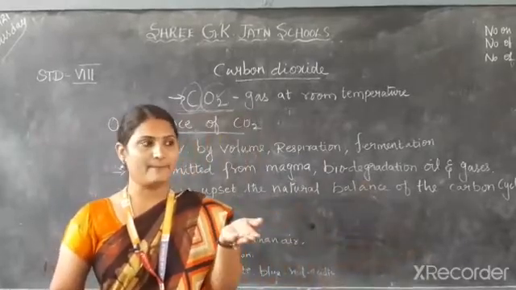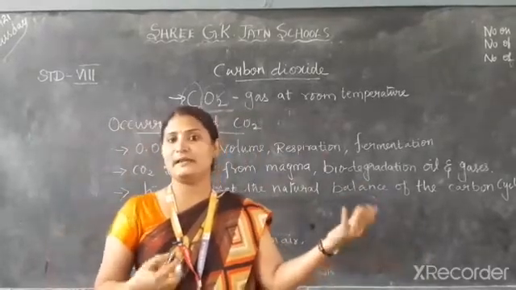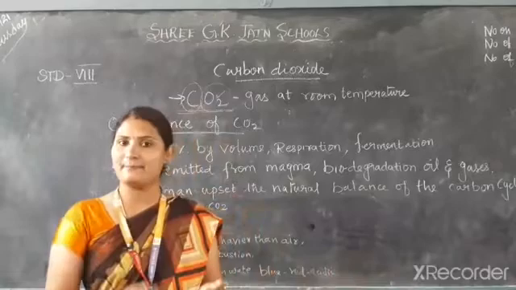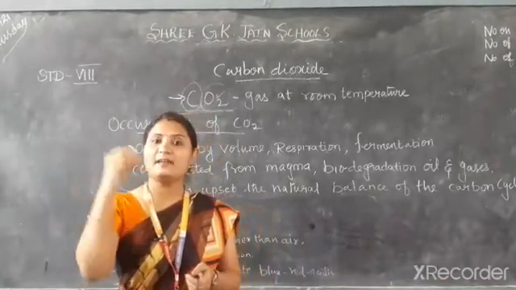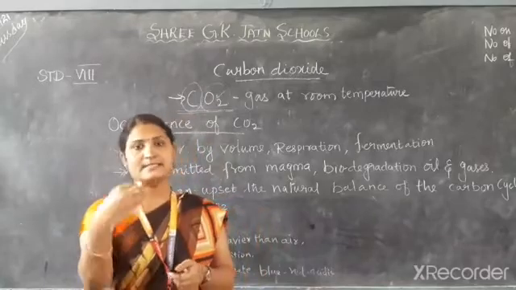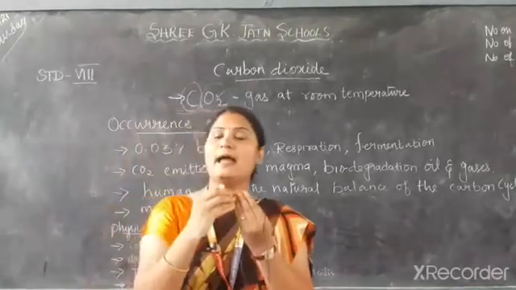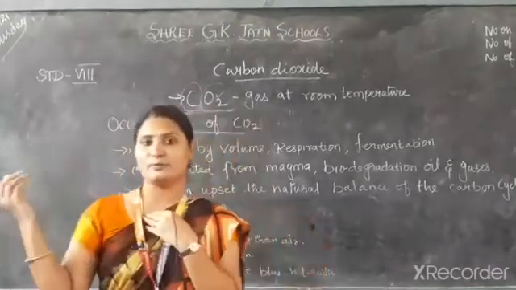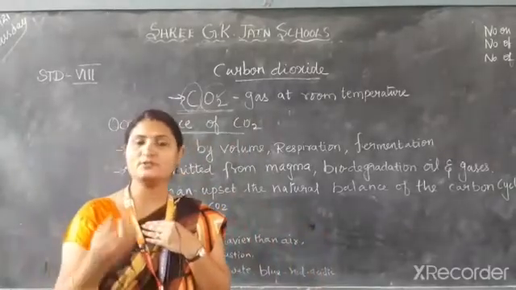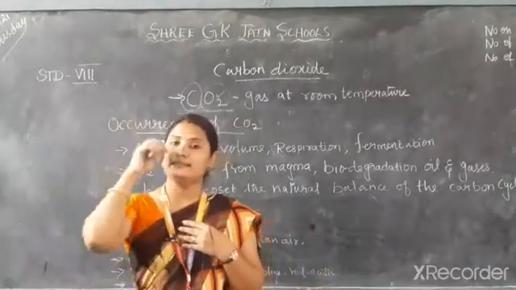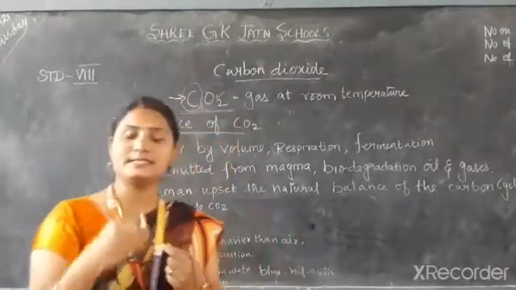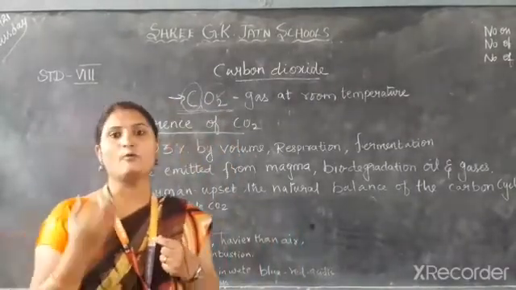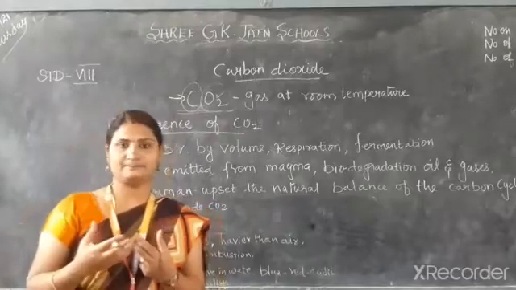So for example, industries, vehicles and all such man-made things. From vehicles, smoke gets released. In that, which gas is present? CO2 is present. And from industries also the smoke gets released. In that also CO2 is present. So this CO2 will increase the warmness of the earth.